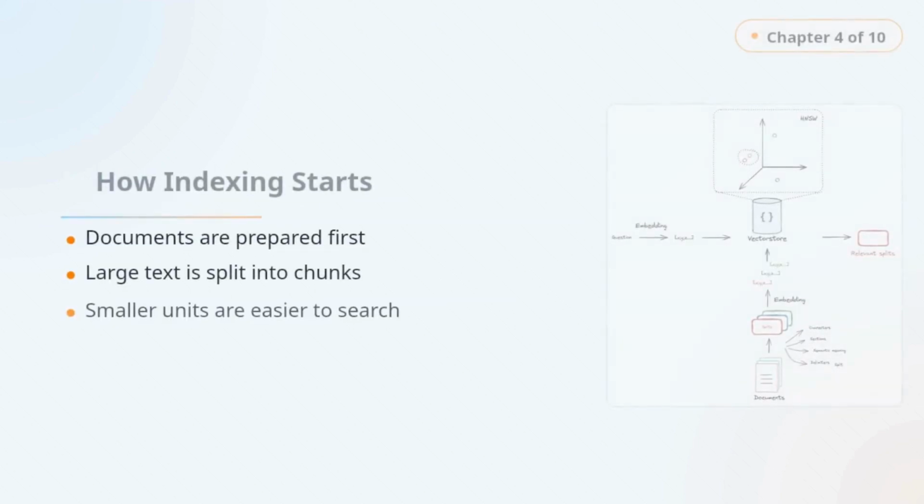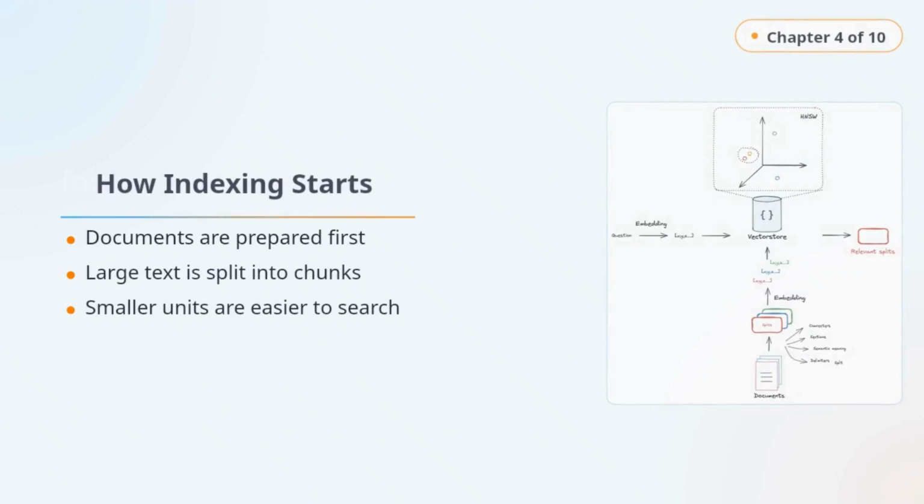Indexing is the preparation step. Raw documents are usually too large to search efficiently as one big block, so they are broken into smaller parts called chunks or splits. Each chunk should ideally contain a meaningful piece of information. This helps the system search at a finer level, instead of dragging in entire documents when only one paragraph is relevant. Good indexing lays the foundation for good retrieval.